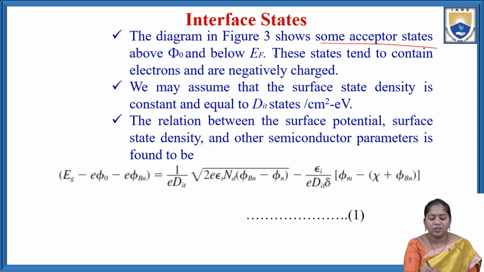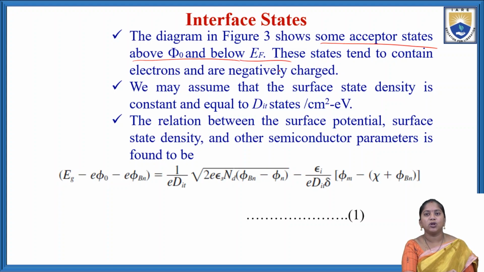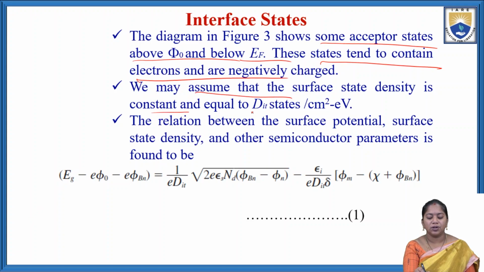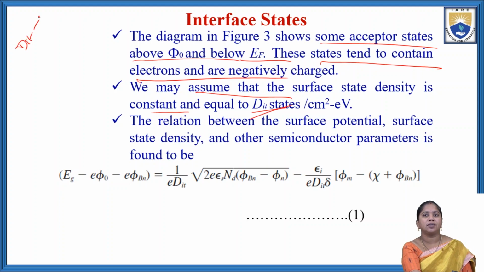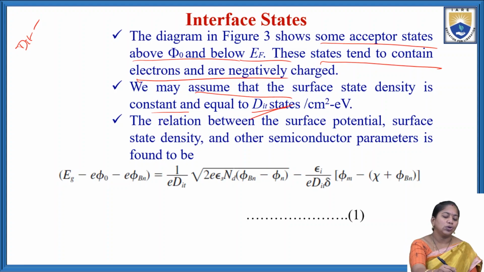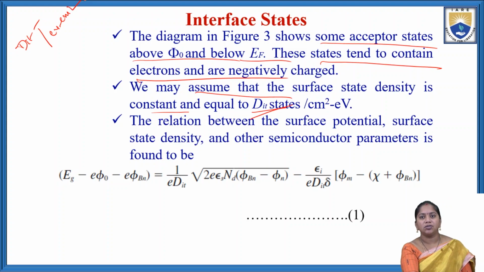Acceptor states above φ0 and below EF: the states above φ0 are the acceptor states, below φ0 are the donor states. So these states tend to contain electrons and are negatively charged. We may assume that the surface state density is constant and equal to Dit. Dit is also called the surface state density or interface state density, with units of electron volt per centimeter square.